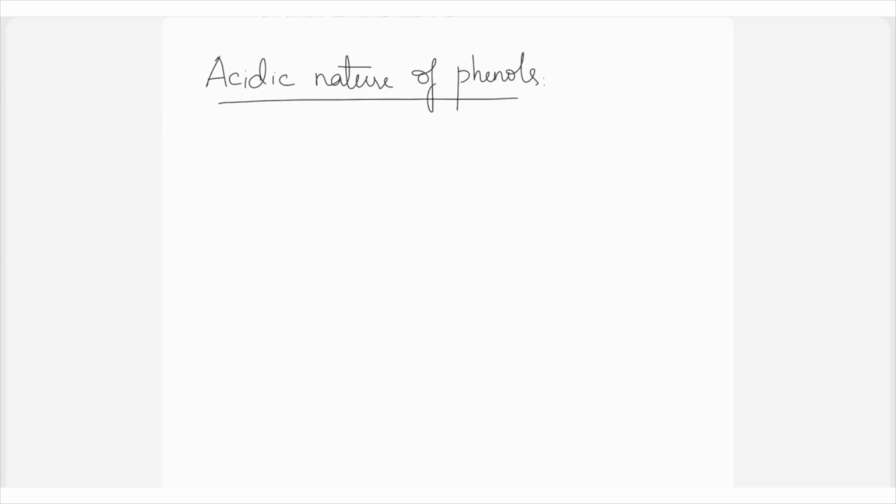Today we are going to discuss the acidic nature of phenols, which is the most important concept. So let us see what are phenols first. Phenol is nothing but the phenyl ring or the benzene ring. When we replace one of the hydrogens with OH, we are going to get the structure of phenol. Simply, this is considered to be an aromatic alcohol. Benzene ring with OH group is an aromatic alcohol, which is generally called phenol.